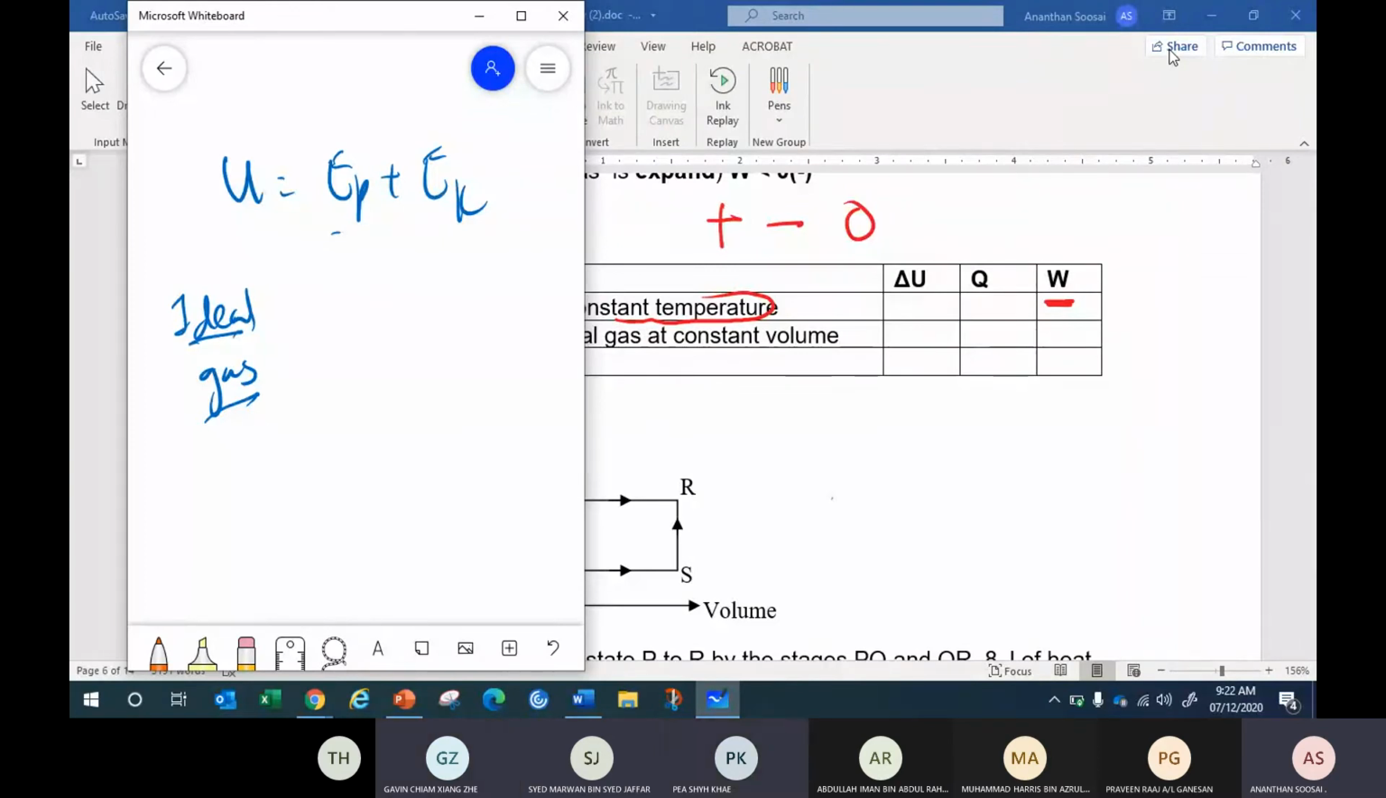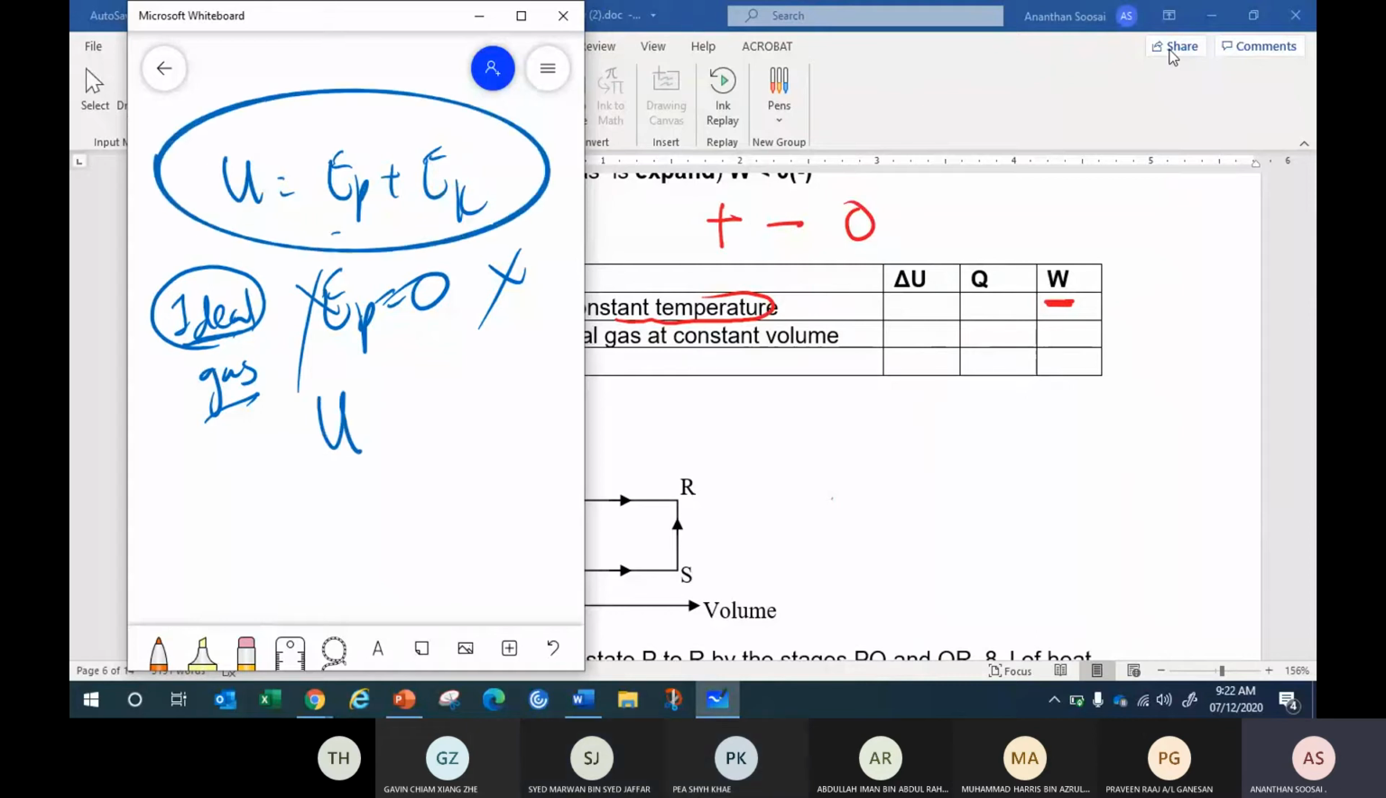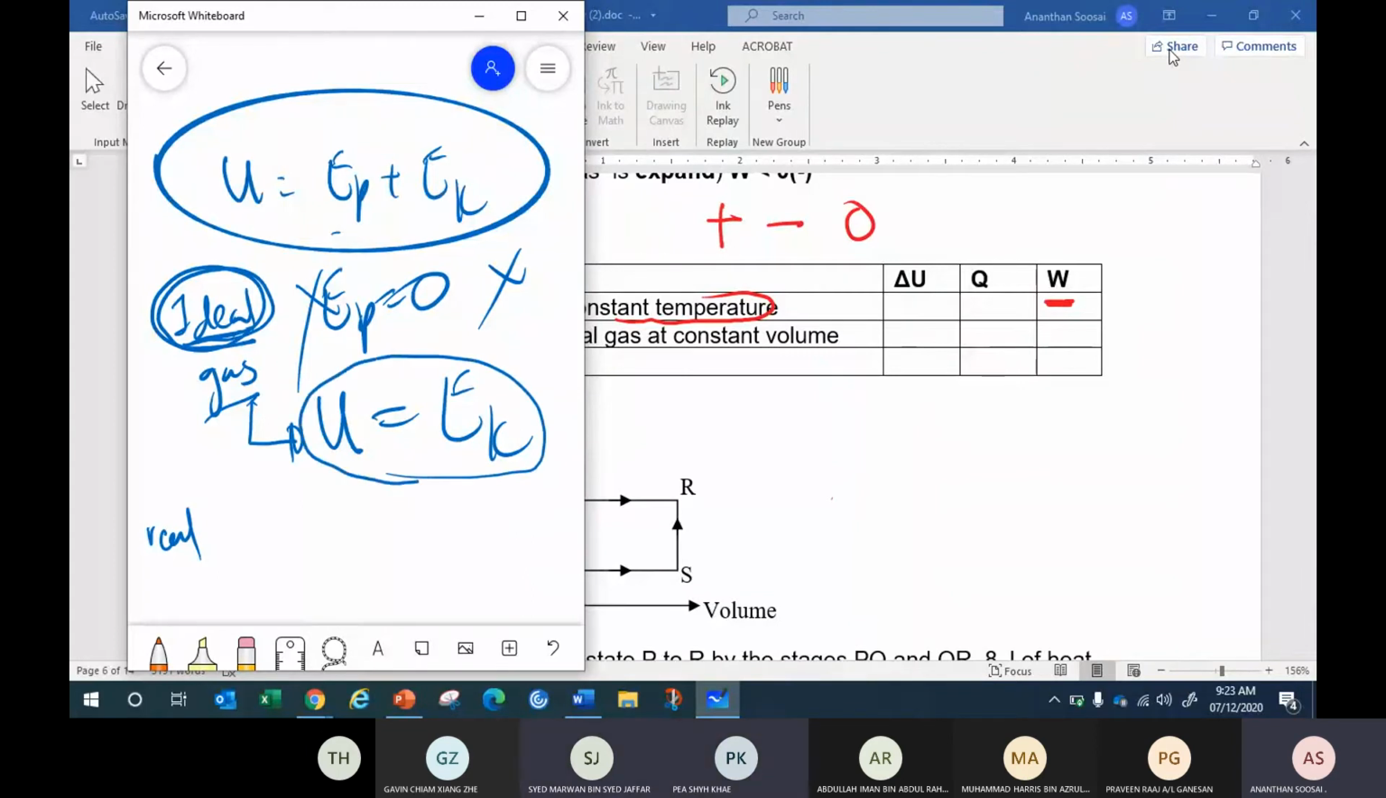EP is zero. Remember, whenever they say ideal gas, it doesn't have EP. There's no intermolecular force. So you must conclude this internal energy formula is only for ideal gas. Internal energy of an ideal gas only depends on EK. If they say real gas, EP is there. But if they say ideal gas, ignore the EP. So internal energy for an ideal gas is only EK.